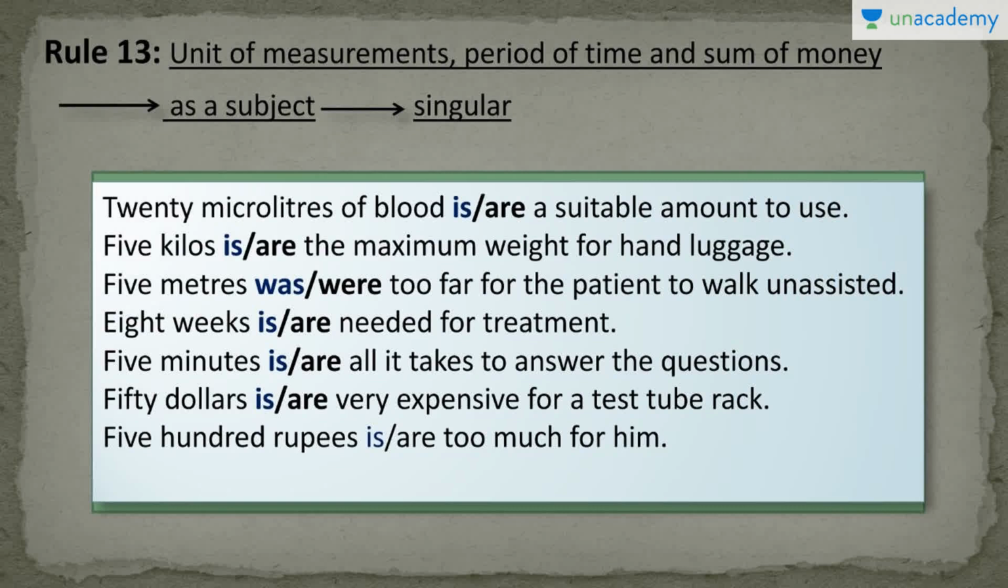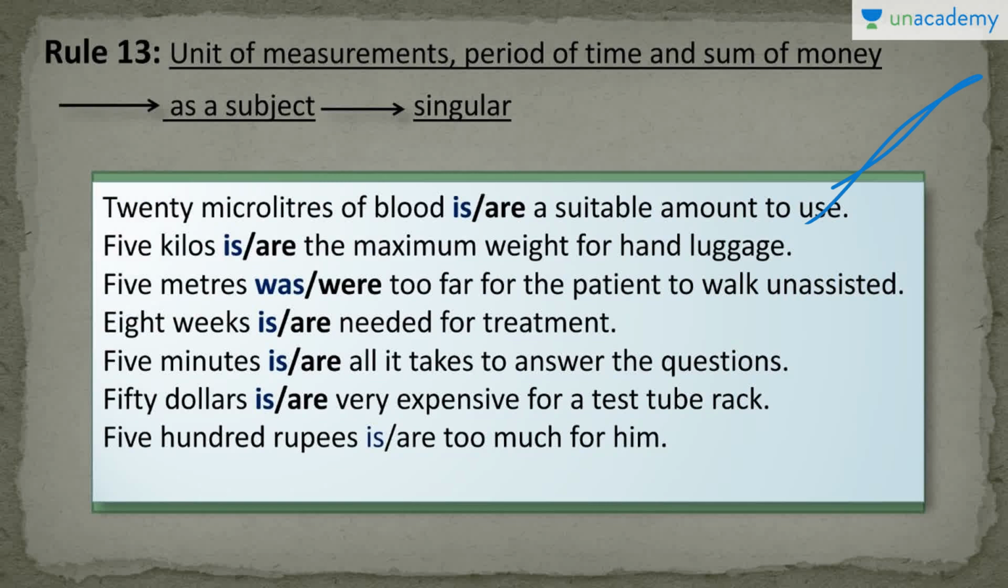The first sentence is 20 microliters of blood is or are suitable amount to use. Now, I know that microliters, it's a unit of measurement. So, be it 1 or 20, it doesn't matter. As long as it is a unit of measurement and this is the subject, it will be considered singular only. And since this is singular, the verb will be singular. And therefore, the correct sentence becomes 20 microliters of blood is a suitable amount to use.